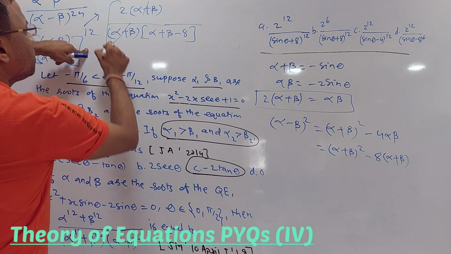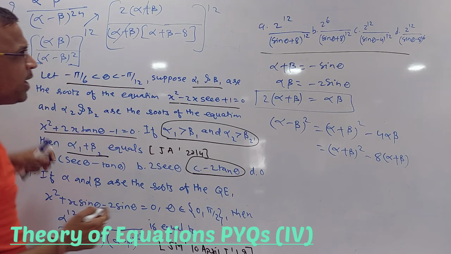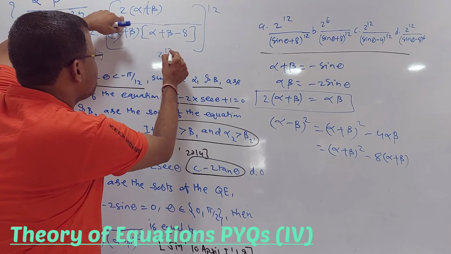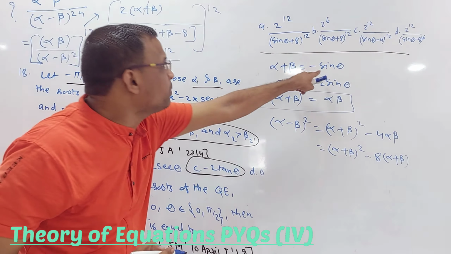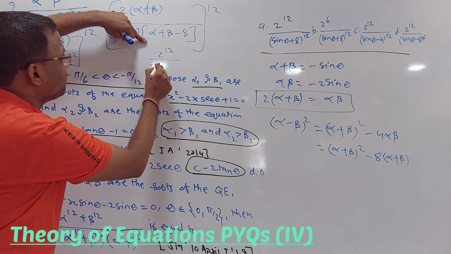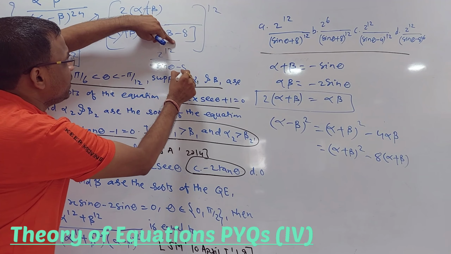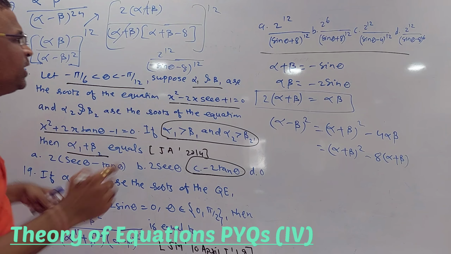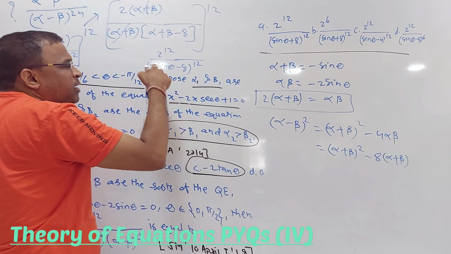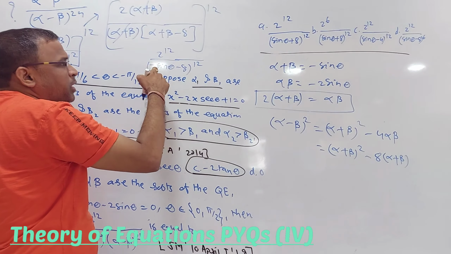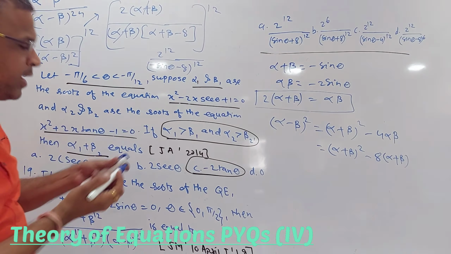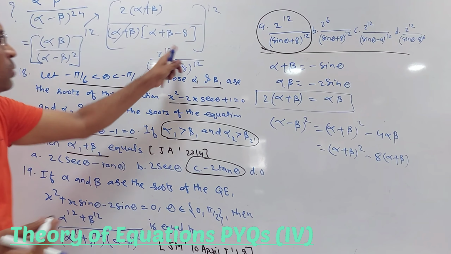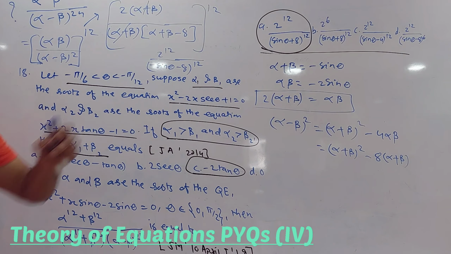Power 12. So my answer will be 2 power 12 upon (alpha plus beta) which is minus sine theta, so minus sine theta minus 8, and power 12. I am getting the answer in that form only. I can take the minus sign common and the power is even, so negative even power is positive. So my answer is option A: 2 to the power 12 upon (sine theta plus 8) power 12.